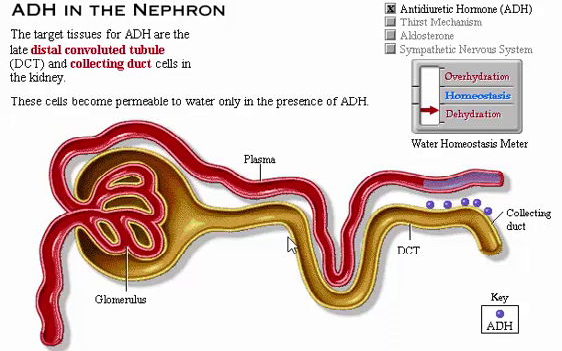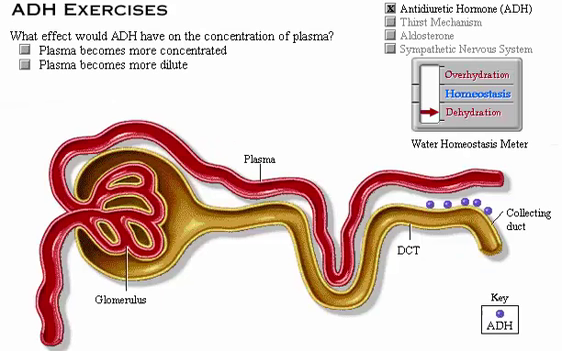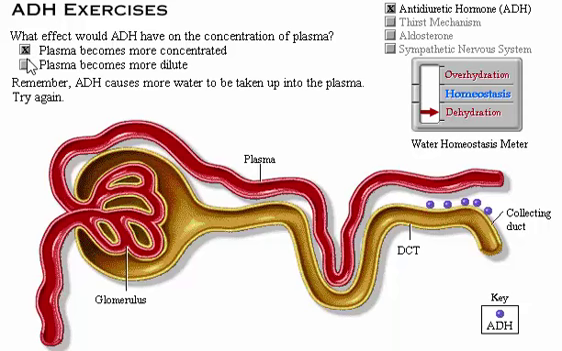What effect would antidiuretic hormone have on the concentration of the plasma? Remember, ADH causes more water to be taken up into the plasma. Try again. Because more water is reabsorbed, the plasma becomes more dilute. The greater amount of water in the plasma reduces the plasma concentration of solutes and increases the volume of the plasma somewhat.